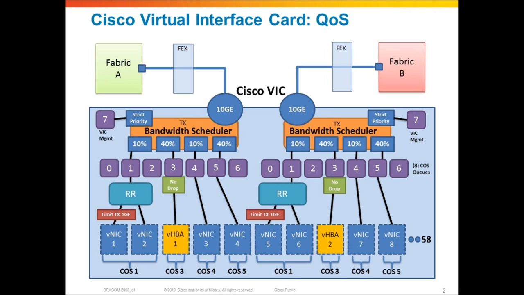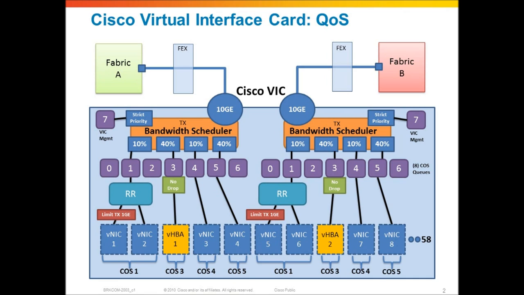And so what we're basically providing here is performance isolation or performance guarantees across all of these adapters. Remember, we can have as many as 58 adapters on this card. And we, of course, can do the same thing here on the other side for other adapters that have been defined to use Fabric B.